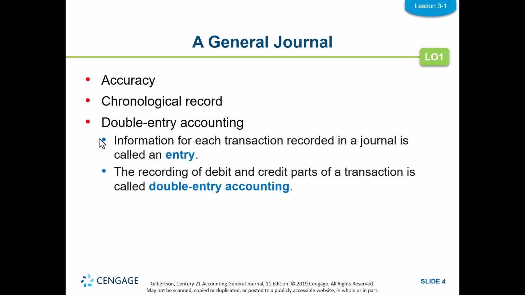So a general journal has to be accurate. Again, it has to be a chronological record. We also work in what's called double entry accounting, and all that means is that everything has a debit and a credit part. That's why it's so important to make sure that we always have a debit and we always have a credit, and those debits and those credits should always balance out. It says information for each transaction recorded in a journal is called an entry, and that the recording of debit and credit parts of a transaction is called double entry accounting.